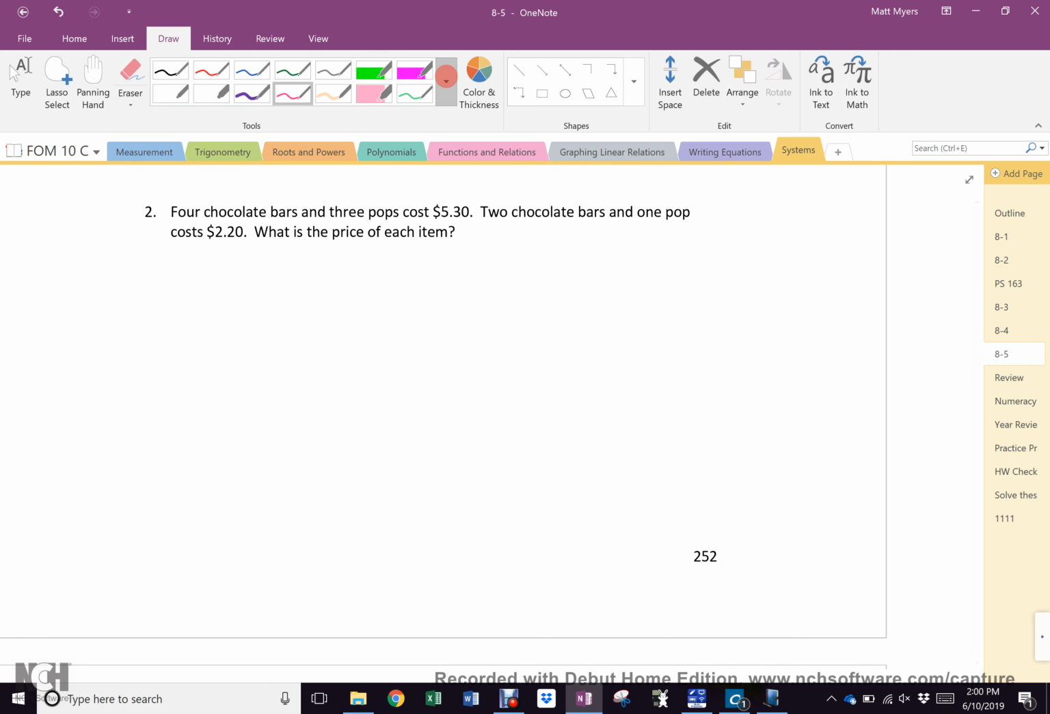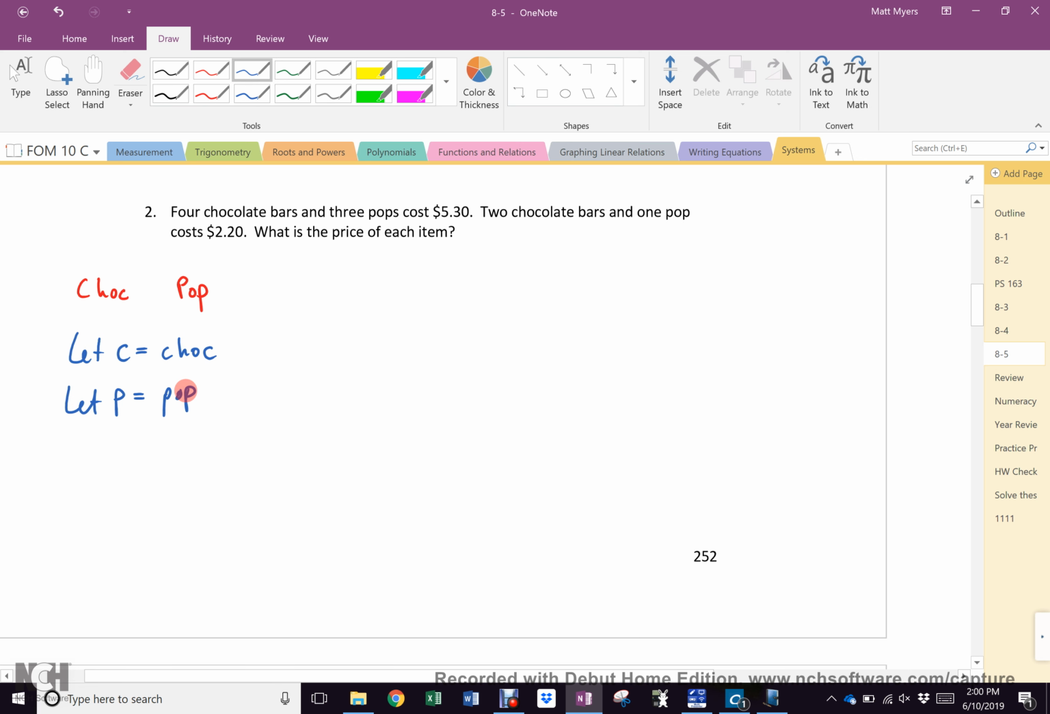4 chocolate bars and 3 pops. What are the unknown things we have here? There's chocolate bar and pop. Those are the unknowns. I need some variables, don't I? Oh, okay. So we're going to use let C equal the chocolate bar price and let P equal the pop. Agreed? Okay.